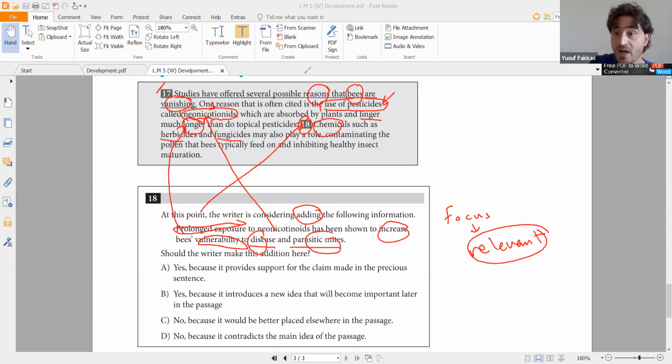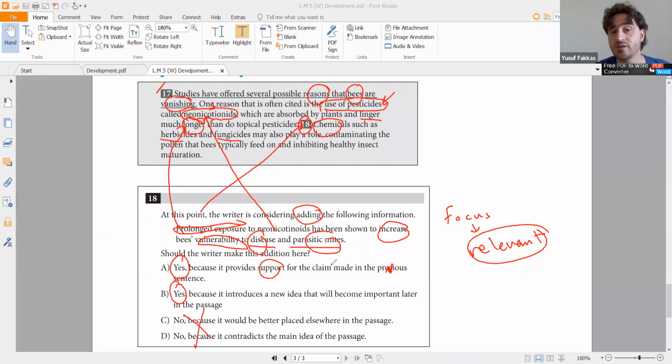So I would say that this sentence is related. It does support the discussion and it works, it's relevant. So I'm not gonna say no. Okay, I'm gonna say yes, let's add it. Okay, so for what reason? Is it because it provides support to the claim made in the previous, of course, it's not precious, that's a typo, previous sentence?